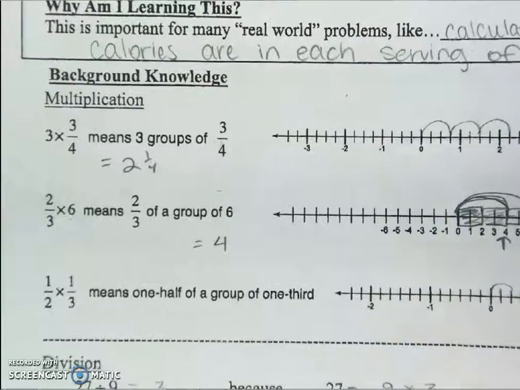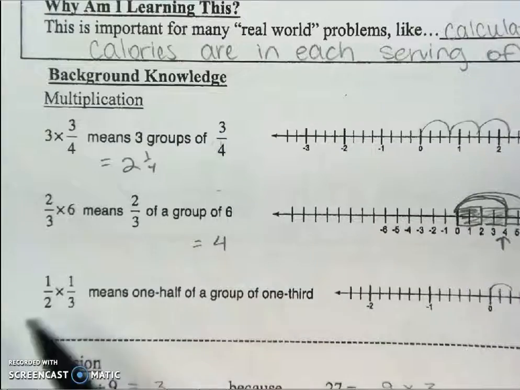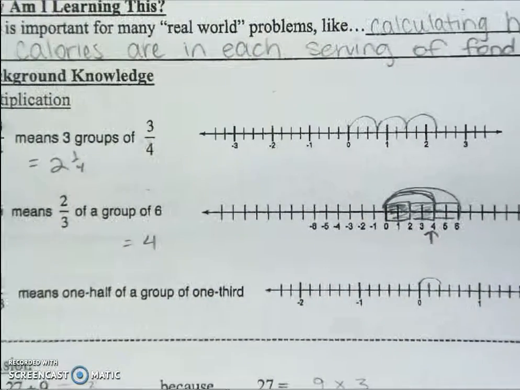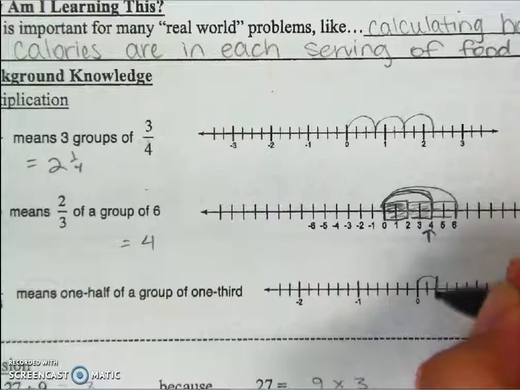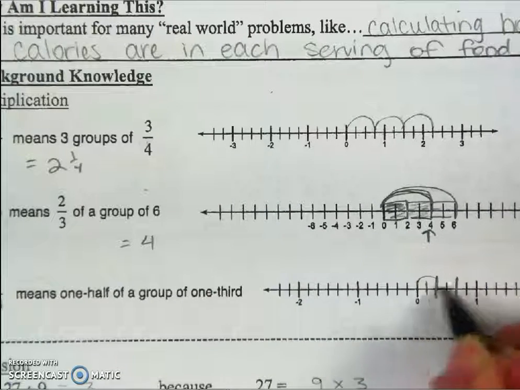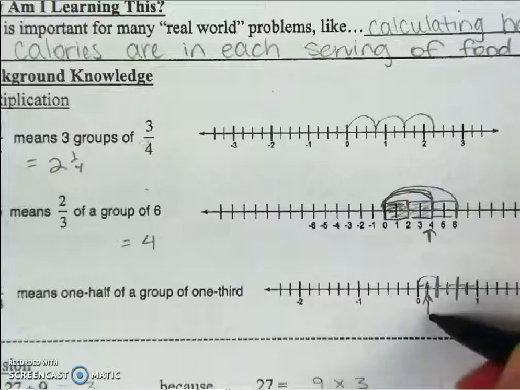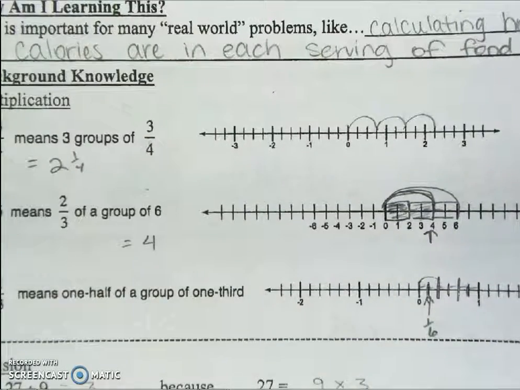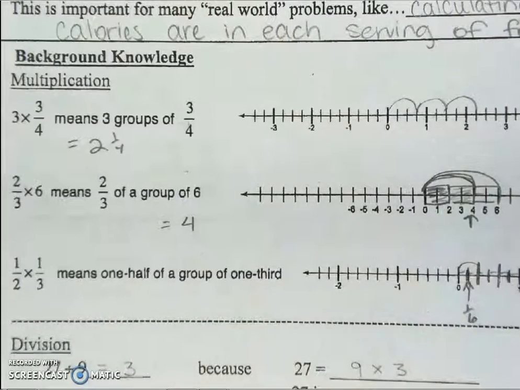All right, similarly right here, 1/2 times 1/3 means a half of a group of 1/3. So if we take this piece between 0 and 1 and break it into thirds, that means there's a third, there's a third, and it's half of one of those. So that means I would have to split this in half. So to figure out what that is, we would split all the other ones in half, and then look at how many sections there are. 1, 2, 3, 4, 5, 6, and so that would be 1/6. So that's why we end up multiplying across. It means half of a third. And yes, we end up multiplying across.